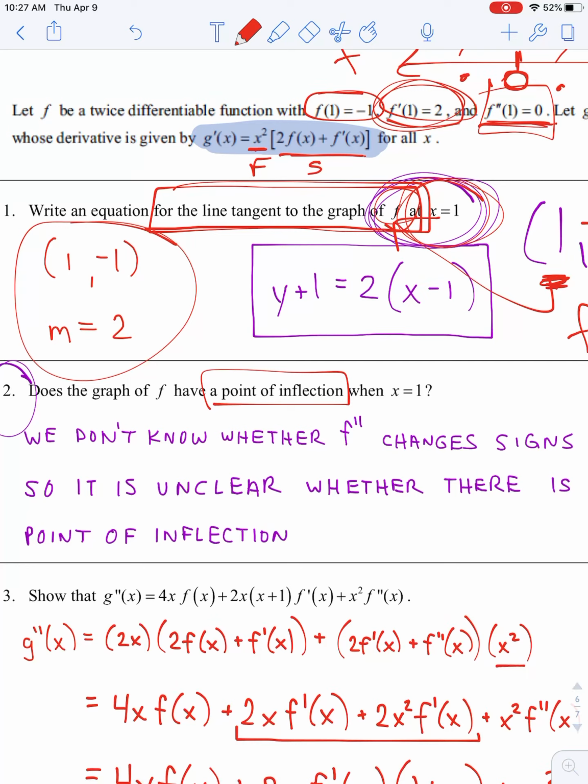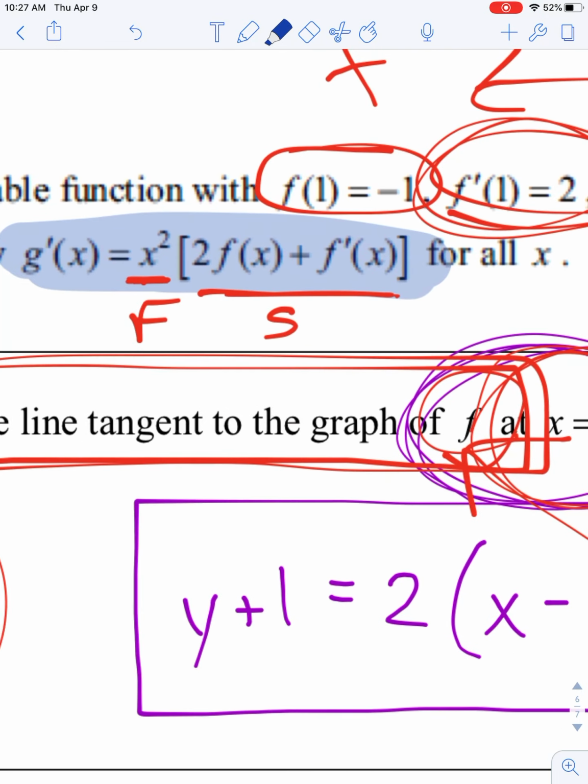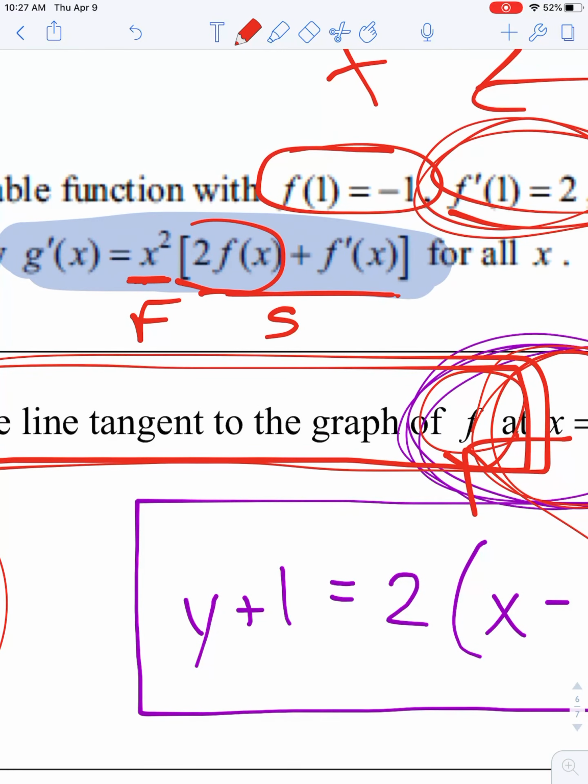So here's your first. Let me change my color. Here's your first, and here's the derivative of the second. So come back up here and look at this. The derivative of this, remember the constant just comes in front. So it's 2 times derivative of f, which is f prime, and then plus derivative of this, which is just the second derivative. So that's where this comes from here.